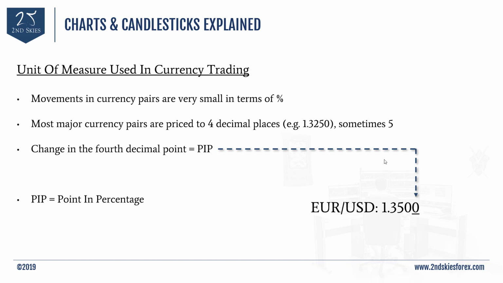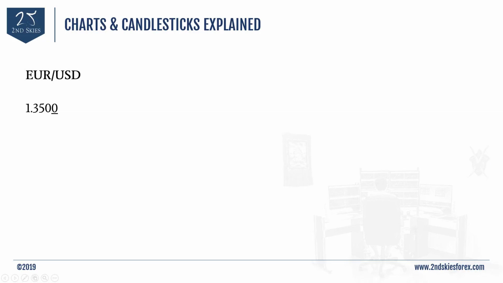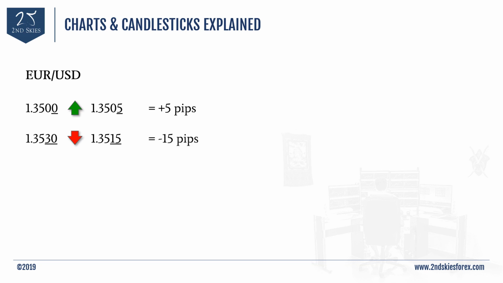Let's have a look at a visual example of this. Let's say, for example, the euro-US dollar is trading at 1.3500 and it moves up to 1.3505. That equals an increase, a bullish move of 5 pips. Now let's say it's trading at 1.3530 and it sells off. It moves down to 1.3515. That equals a decline or a sell-off of minus 15 pips. So a move of 15 pips.